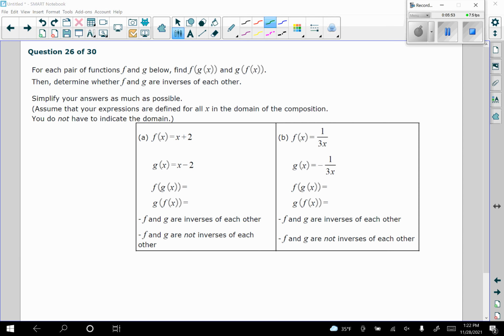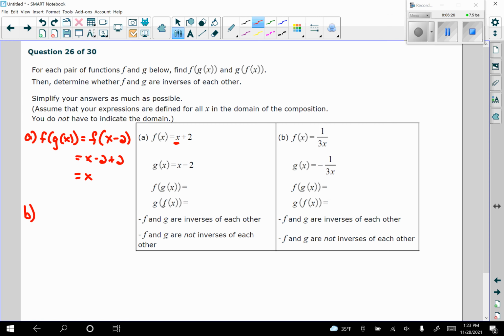All right, question 26 deals with inverse functions. So if you recall, if f of g of x is equal to g of f of x, which equals x, then f and g are inverses of each other. So for a, we want to first just find f of g of x, which becomes f of x minus 2, because g of x is x minus 2. So I'm going to substitute in the x minus 2 here for x. So we get x minus 2 plus 2, which is equal to x.